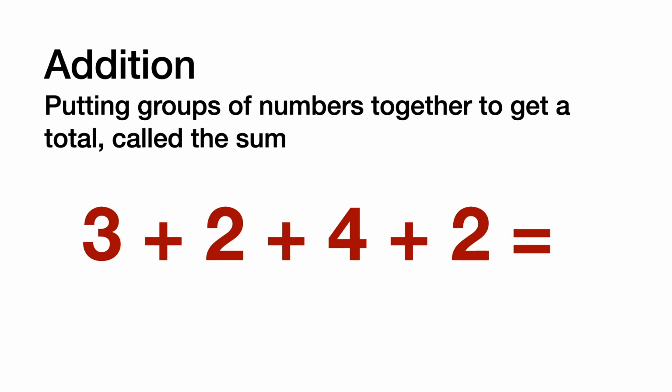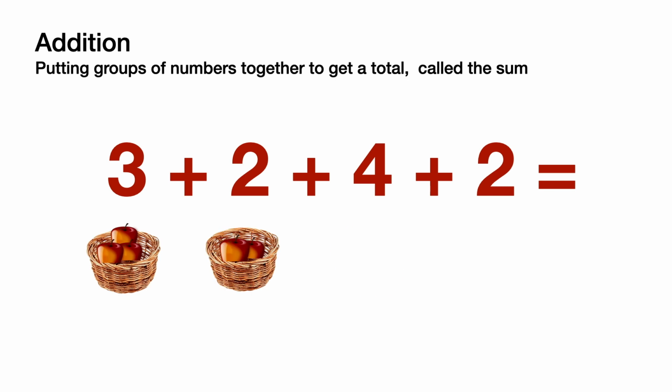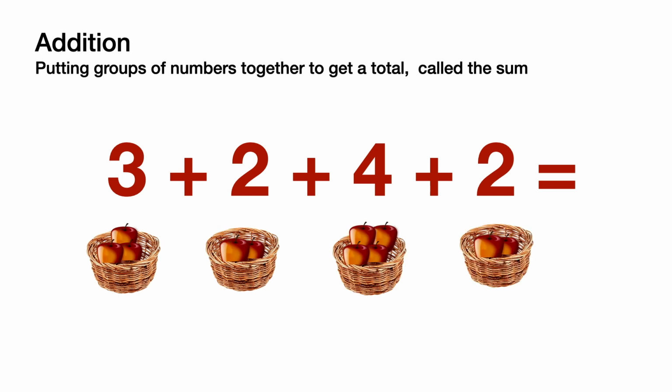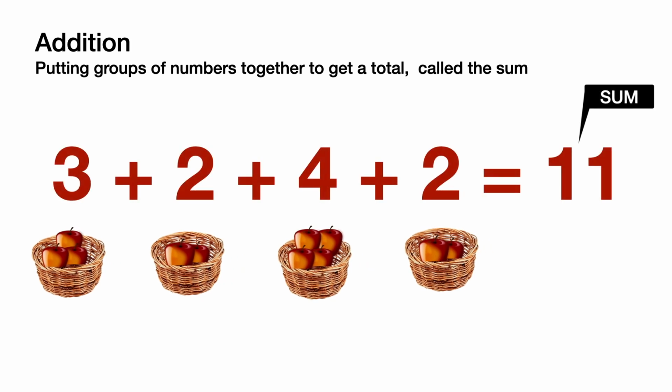Addition is putting groups of numbers together to get a total called the sum. What does that look like? It could look like this. There are 4 groups of numbers, or 4 baskets, but each group is a different number of apples. 3, 2, 4, and 2 again. 3 plus 2 is 5, plus 4 more is 9, plus 2 more gives us a total, or a sum, of 11.